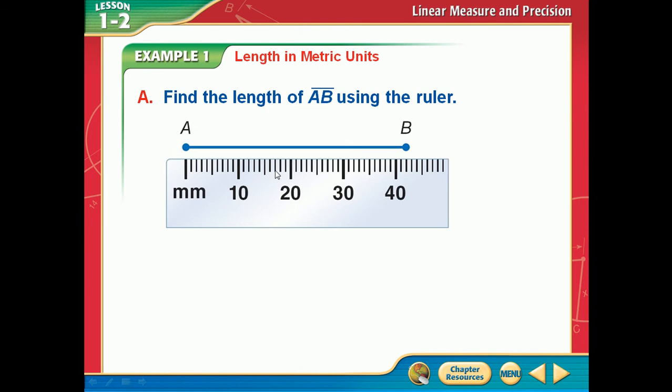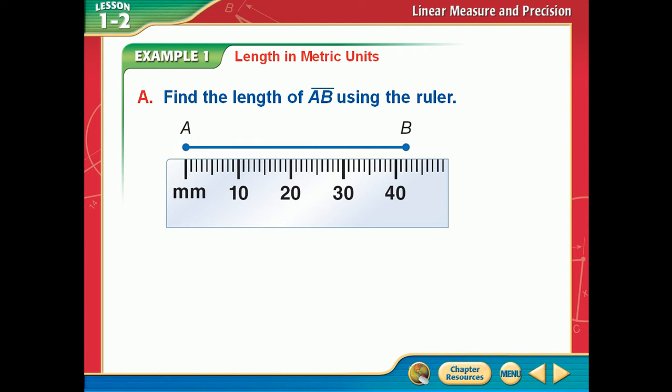It says find the length of line segment AB using the ruler. That's not too hard. We didn't talk about a segment yesterday, did we? We just talked about lines and planes and points. But a line segment has a beginning and an end, whereas a line keeps going infinitely in both directions. A line segment starts and stops, doesn't it?